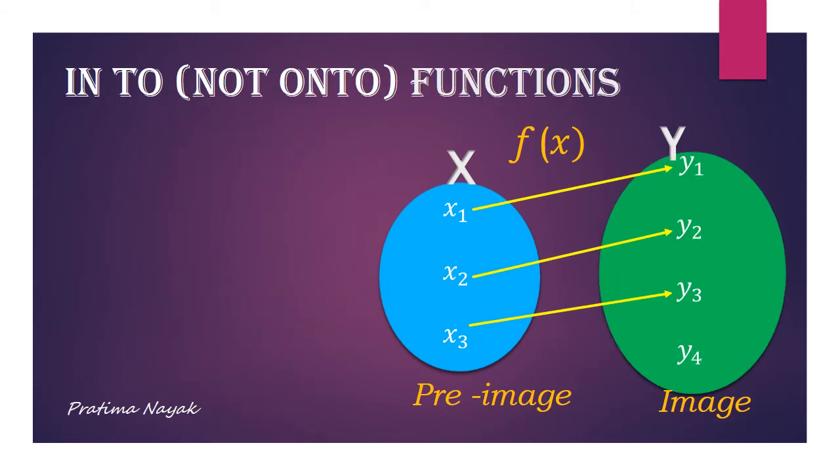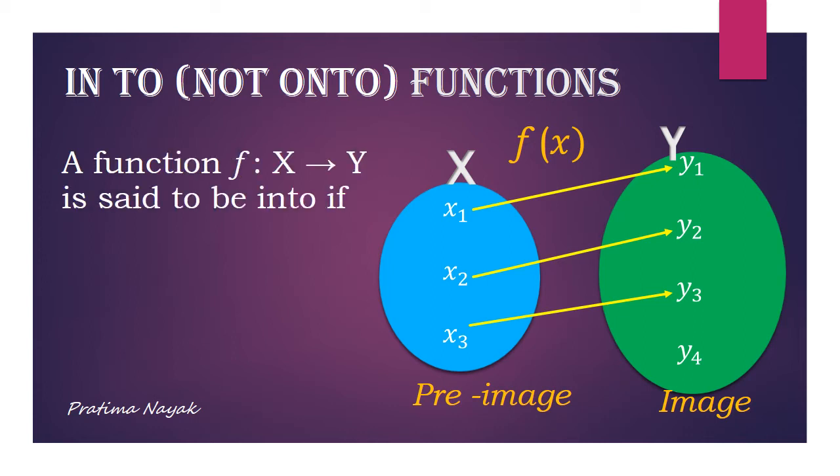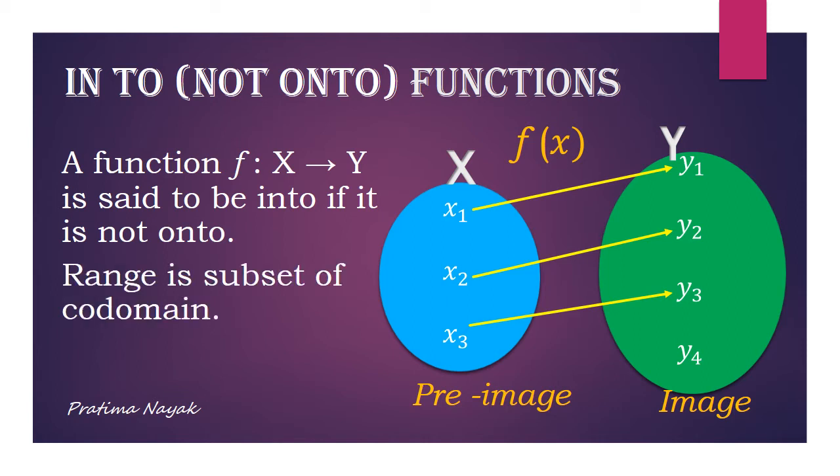When a function is not onto, it is into function. A function f defined from X to Y is said to be into if it is not onto. You can see the diagram. Here y4 has no pre-image in X, so it is into function.